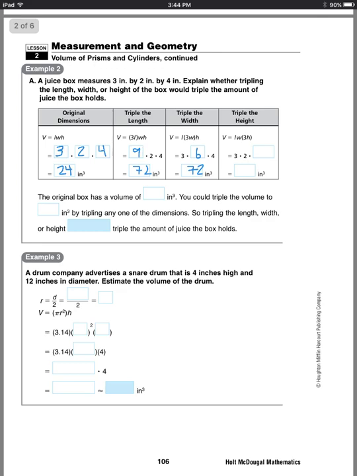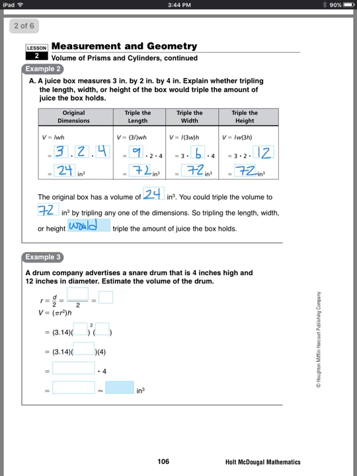And then we're going to triple the height. The height was 4. 4 times 3 is 12. 3 times 2 is 6, times 12 is 72. So the original box has a volume of 24 inches cubed. You could triple the volume to 72 inches cubed by tripling any one of the dimensions. So tripling the length, width, or height would triple the amount of juice the box holds.